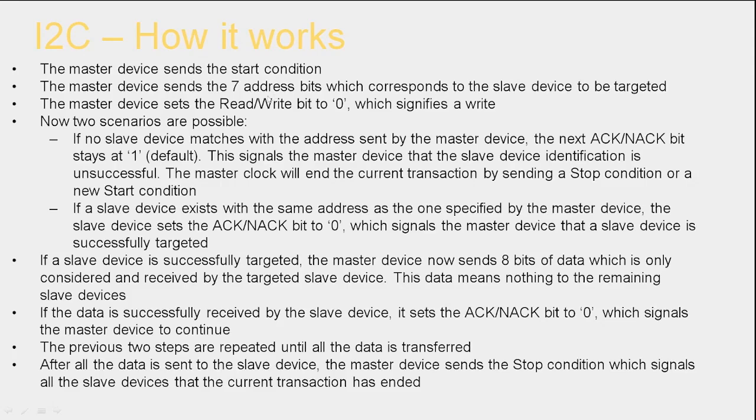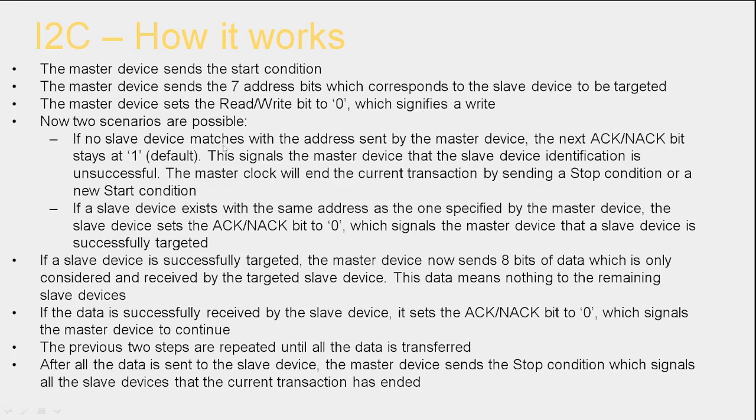Okay, so it sends the address of the slave to be targeted. Every slave will have an address. Every device which is connected to the master will have an address. So it sends the 7 address bits which correspond to the slave device to be targeted, when the master device sets the read or write bit to 0, which signifies the write.